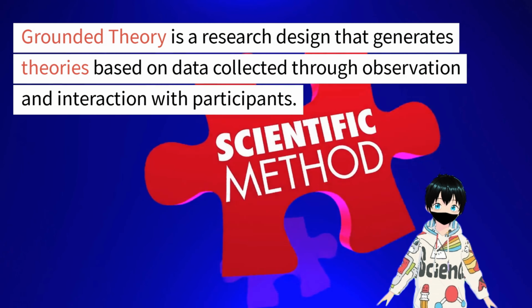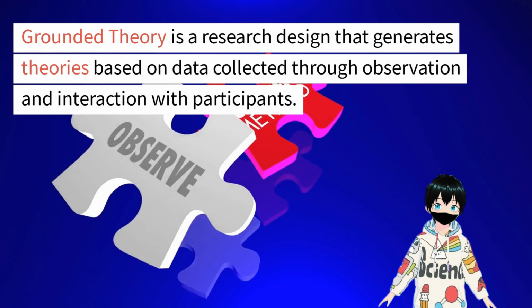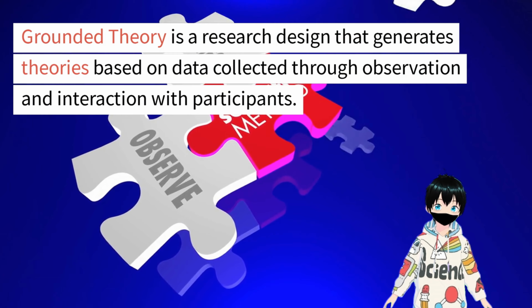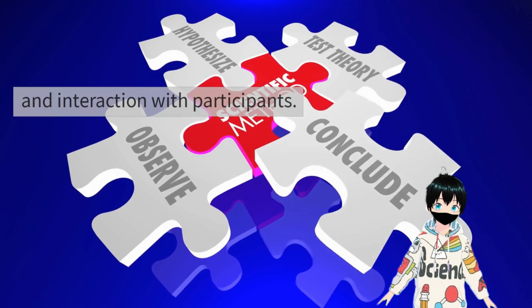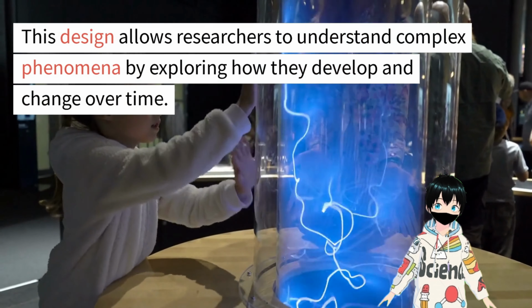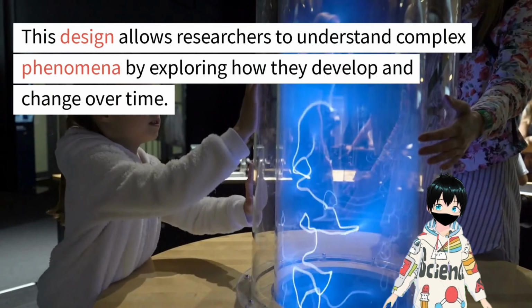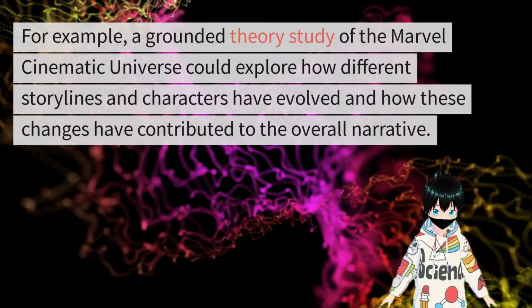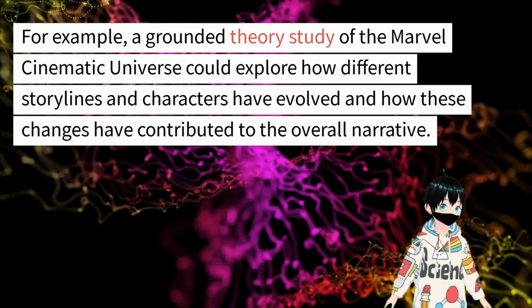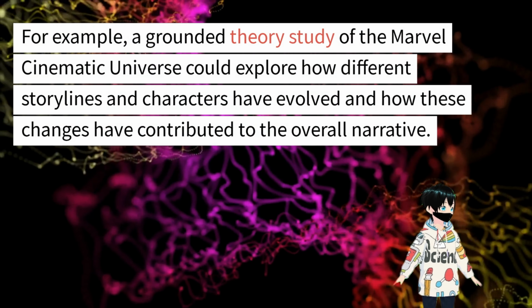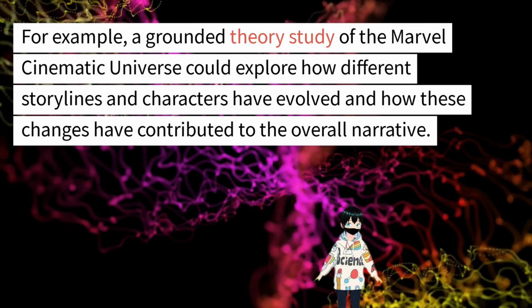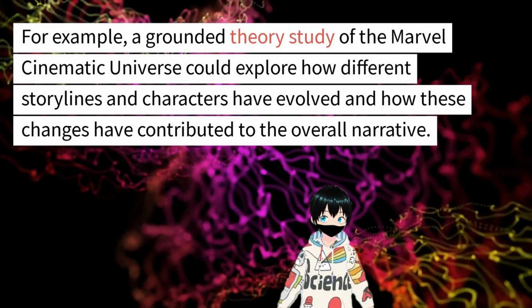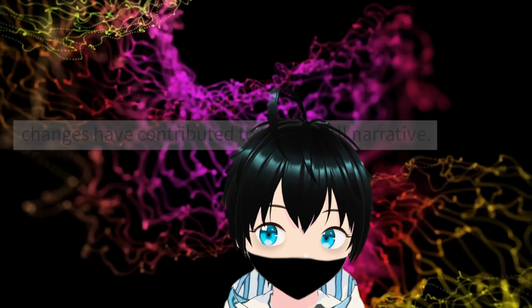Grounded theory. Grounded theory is a research design that generates theories based on data collected through observation and interaction with participants. This design allows researchers to understand complex phenomena by exploring how they develop and change over time. For example, a grounded theory study of the Marvel Cinematic Universe could explore how different storylines and characters have evolved and how these changes have contributed to the overall narrative.